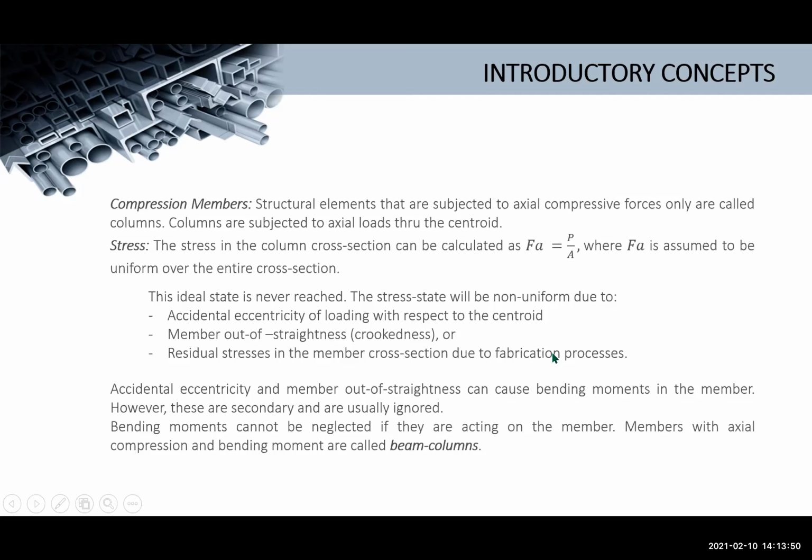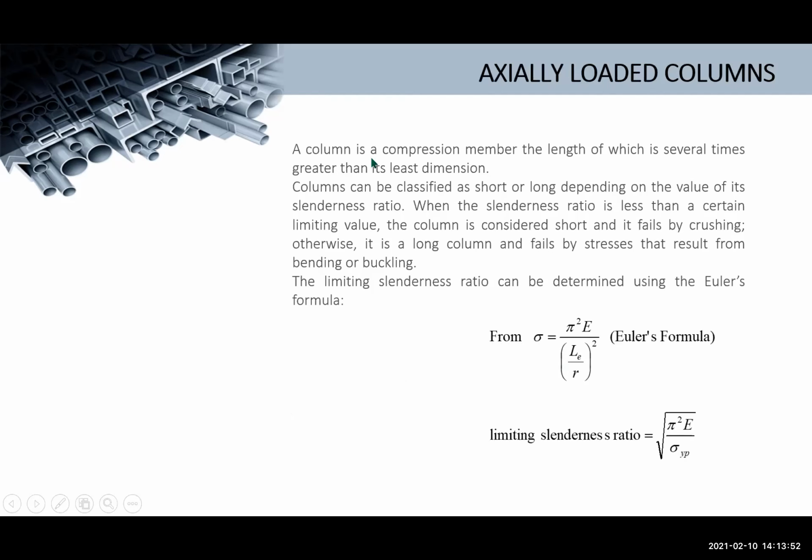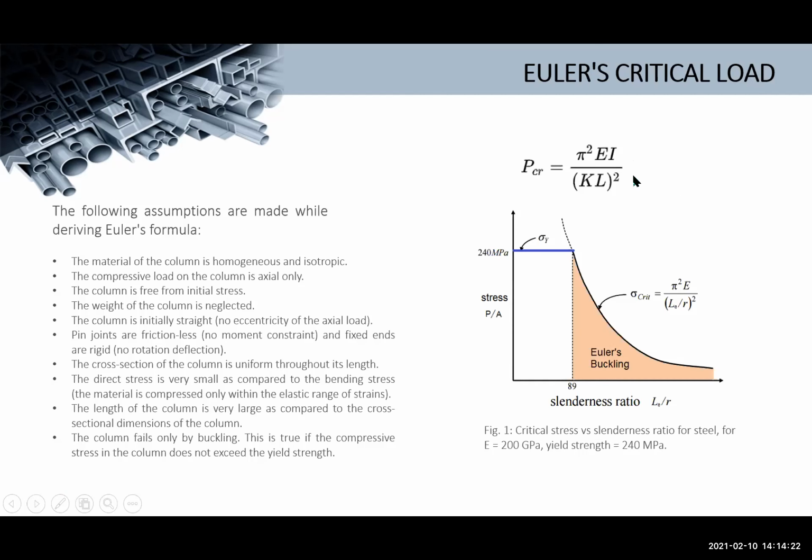Okay, so a column is a compression member, the length of which is several times greater than its least dimension. Columns can be classified as short, intermediate, or long depending on the value of their slenderness ratio. Now, our slenderness ratio can be derived from Euler's formula. Our Euler's formula is given by this formula: pi squared EI over KL squared.